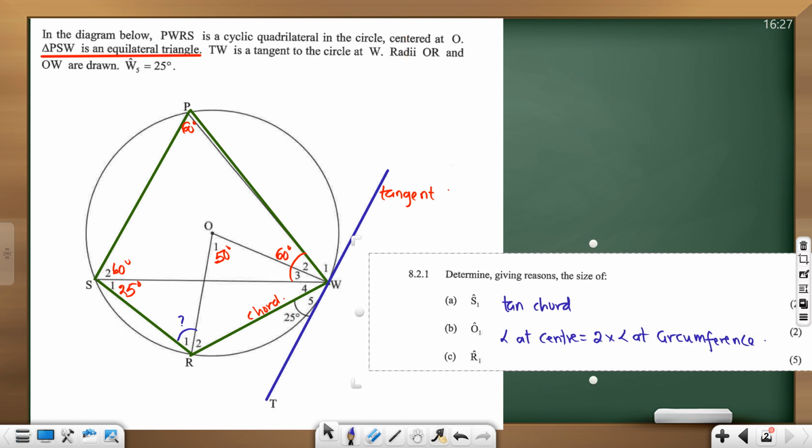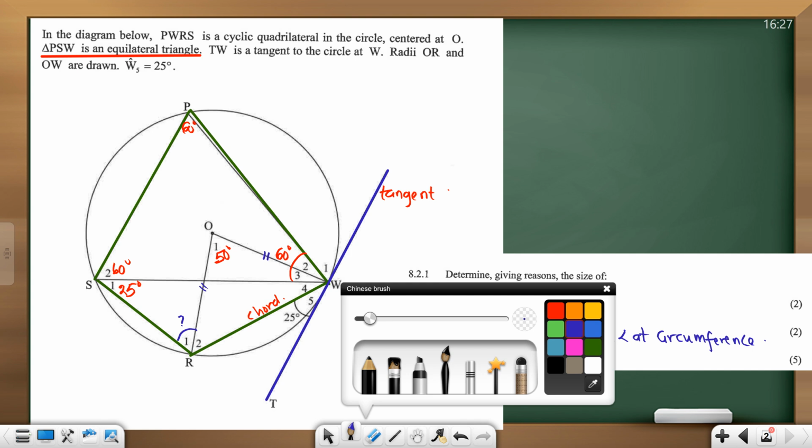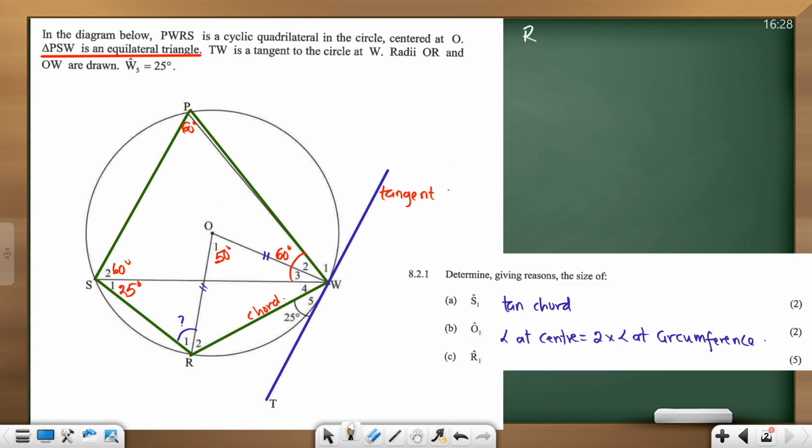Yes. Go ahead, Nana. I would look at the OR and OW, that both of them are radii. Okay. And because of that, that means R2 and OW are equal. Hold on, Nana. I want us to work together. You are on the right path. So first you said what? OR is equal to what? OW, radii.